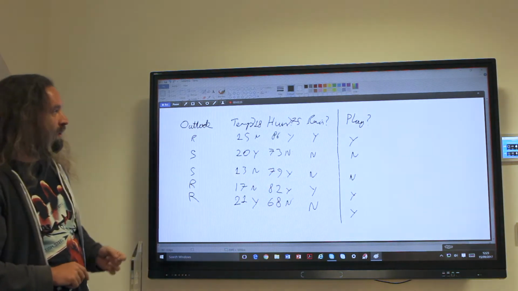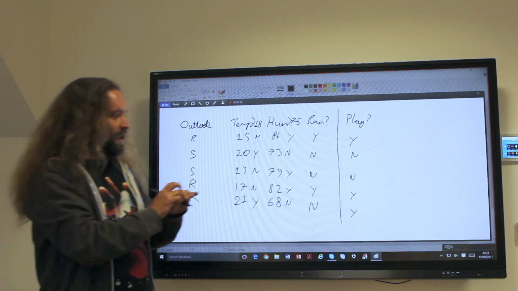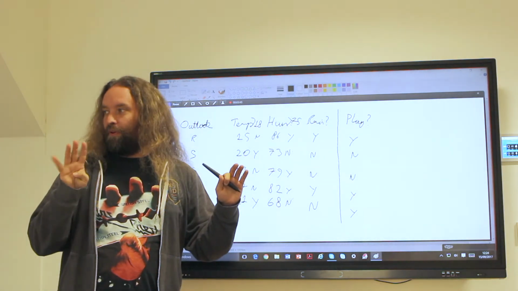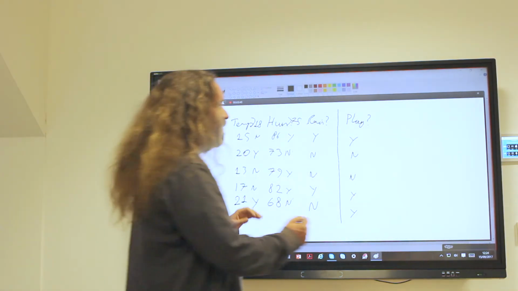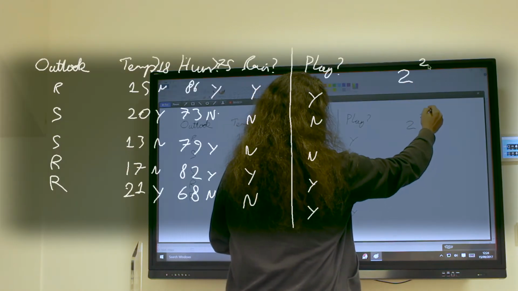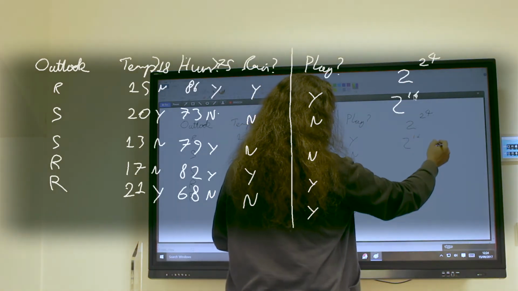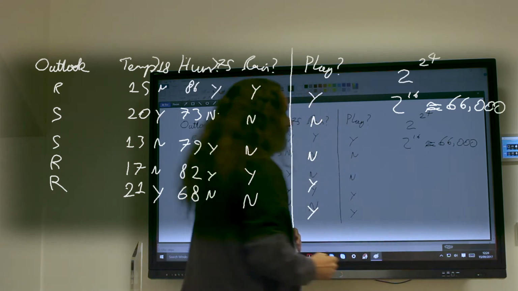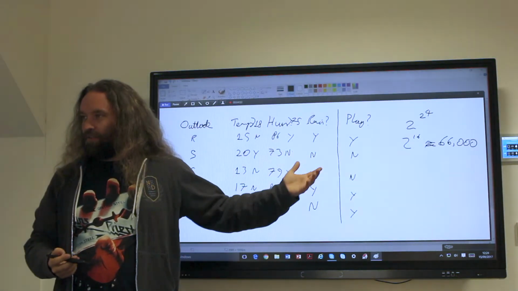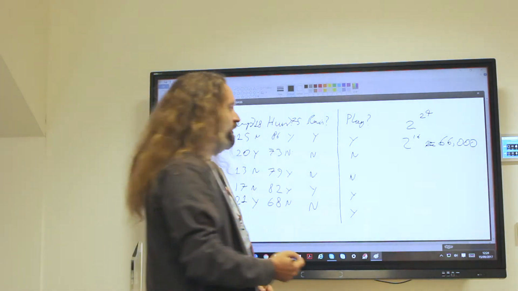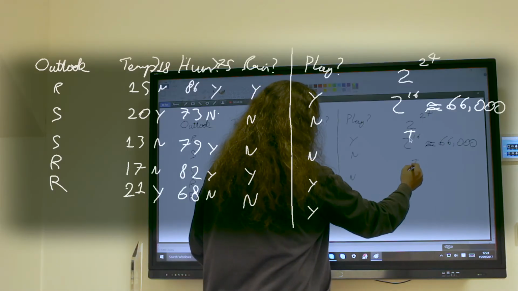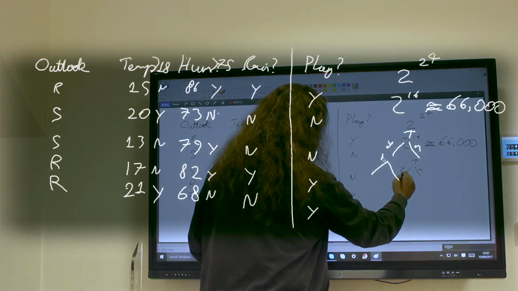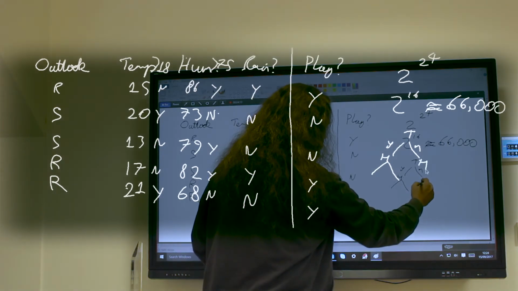What I'm trying to do is to discover, out of a large list of functions that, given 4 inputs, will give a yes or no answer. There are actually 2 to the 2 to the 4, which is 2 to the 16, which is roughly 66,000. And a single decision tree is just one of these functions. So maybe I ask the temperature question first, then I ask the humidity question, and over here I ask the humidity question as well, for argument's sake.